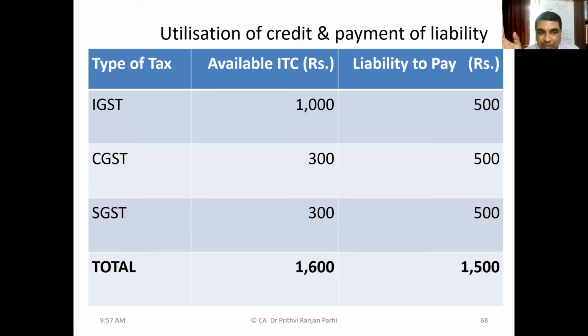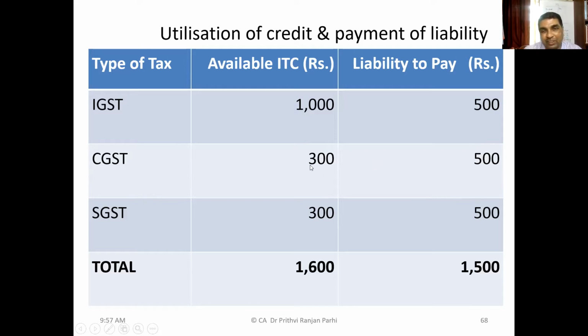Okay, in any proportion. So now what is my CGST liability? 500. I can pay by using 300. Remaining, I can bring from IGST and pay it. I can do it. Or I can do one thing. Here I have got 500 liability. SGST also I got a liability of 500. And I have CGST 300, SGST 300.